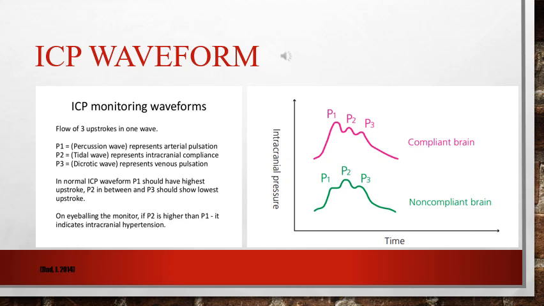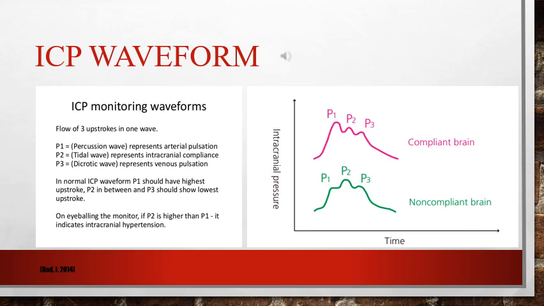So our P1 is called our percussion wave, and it relates to the arterial pulsation when it first comes in. P2 is our tidal wave, which represents our intracranial compliance, and then P3 is our dicrotic wave, which is our venous pulsation. So you're thinking kind of like a line almost, but it's ICP and definitely a little different.